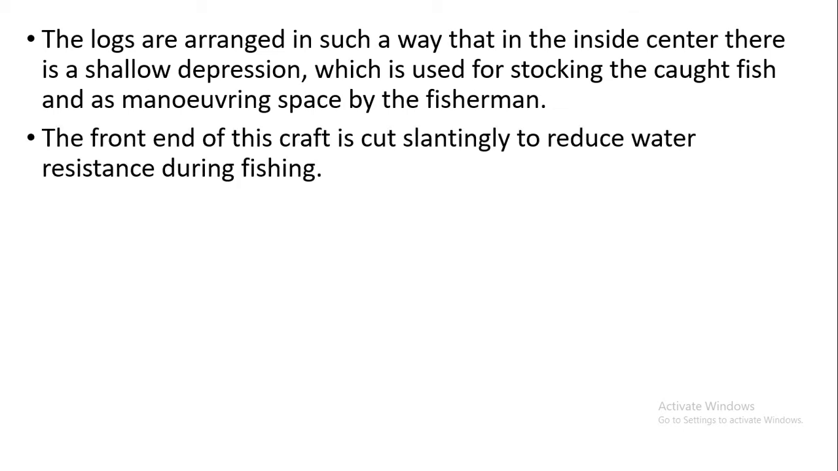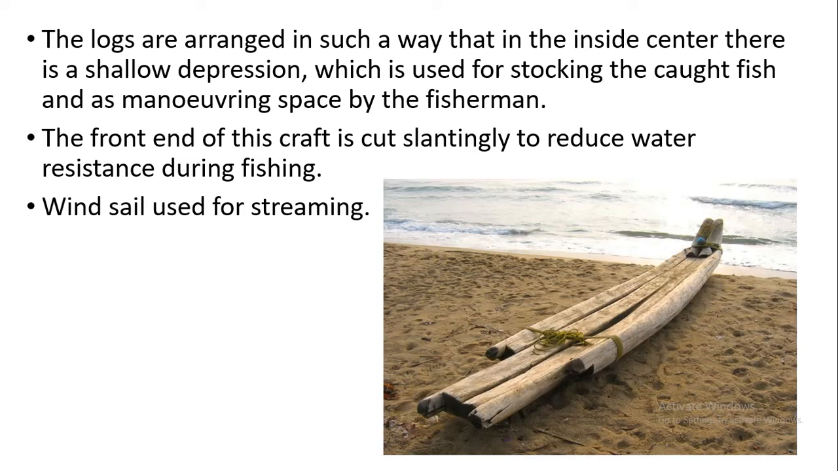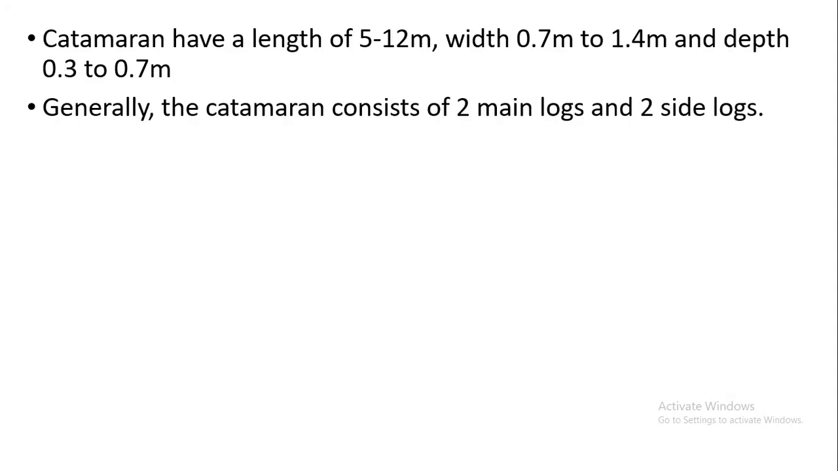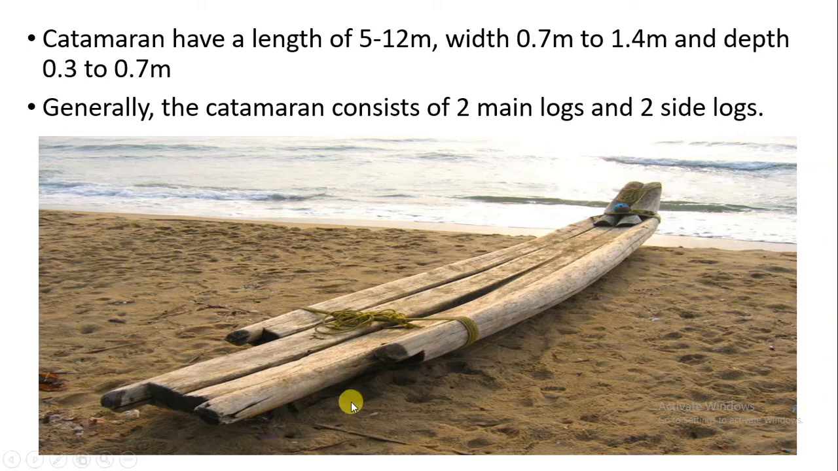The front end of the craft is cut slightly slanted, and this is important so that it can reduce water resistance during fishing, and for the wind sail. The catamaran has a length of about 5 to 12 meters, a width of 0.7 to 1.4 meters, and a depth of about 0.3 to 0.7 meter. Generally a catamaran consists of two main logs in the center, and two logs present at the sides.